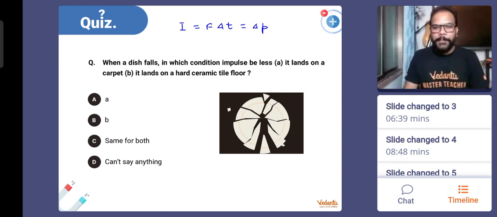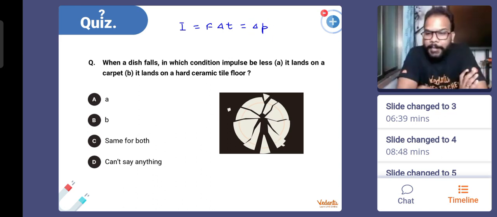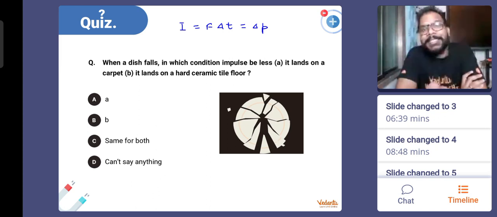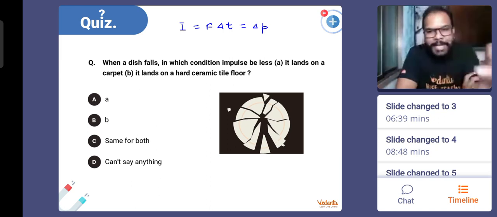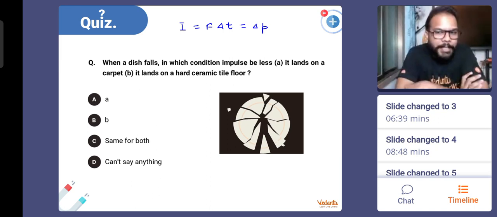And finally, when it stops after breaking, its final velocity will be 0. Guys, can I say that in both the cases, the change in momentum is same? In both the cases, change in momentum is same, impulse is same. Where do you think the force is impulsive, situation A or situation B? Force in which of them is impulsive?